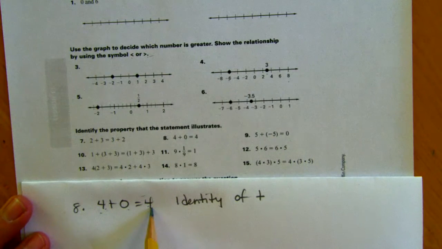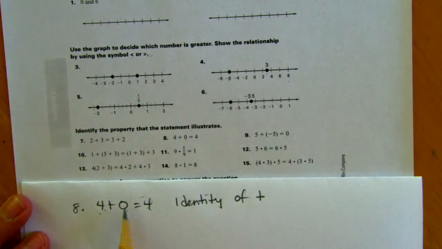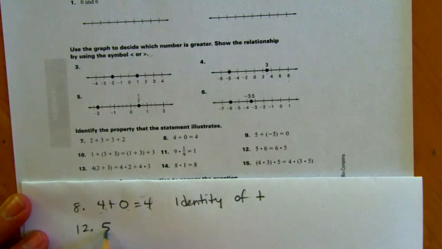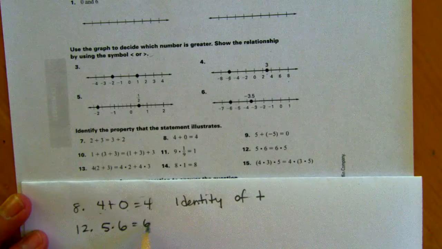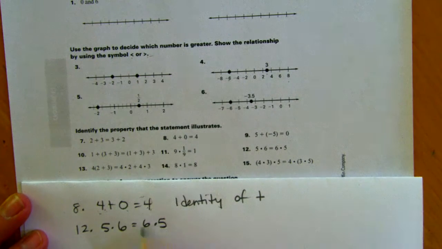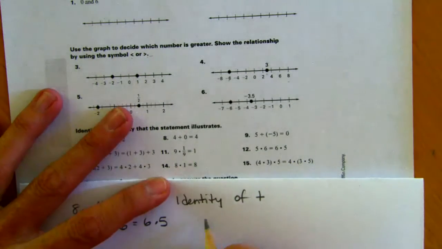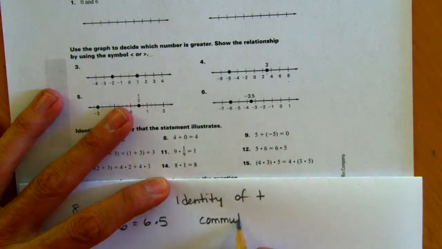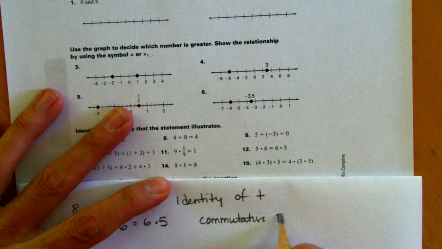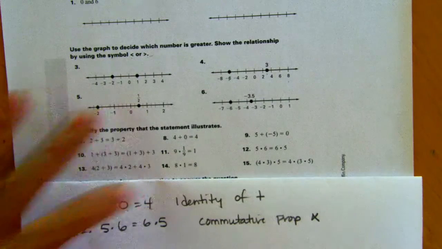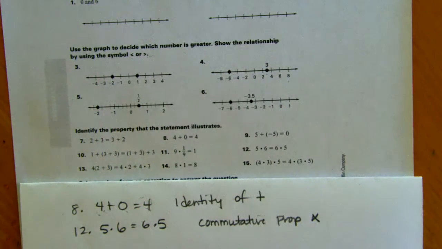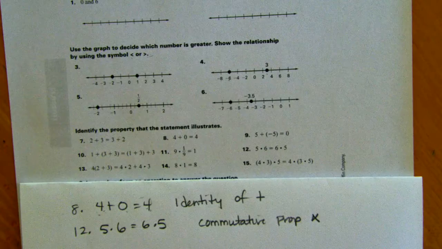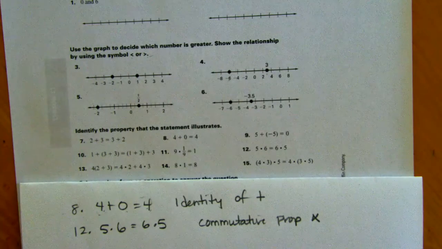How am I going to end up with the identical answer? If you add, it's 0. If you multiply, it's 1. Number 12, 5 times 6 equals 6 times 5. Multiplication doesn't matter. What order? We call that commutative. That's a big one. Property of multiplication. Doesn't matter what order you multiply in. 3 times 2 times 1 is the same thing as 1 times 2 times 3.